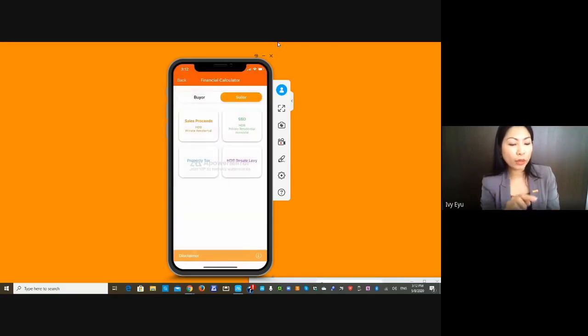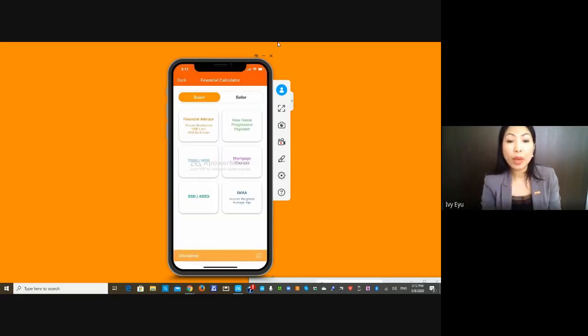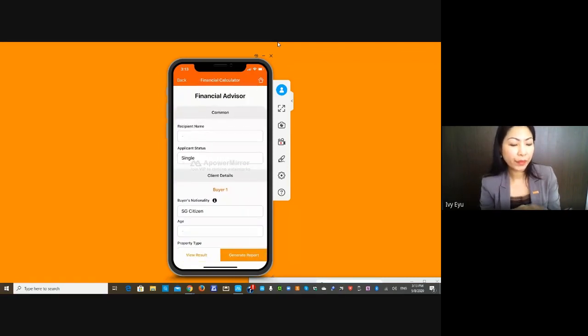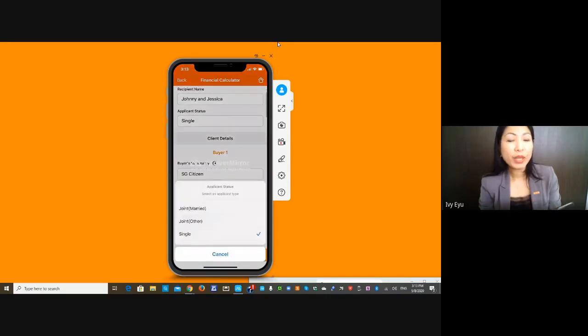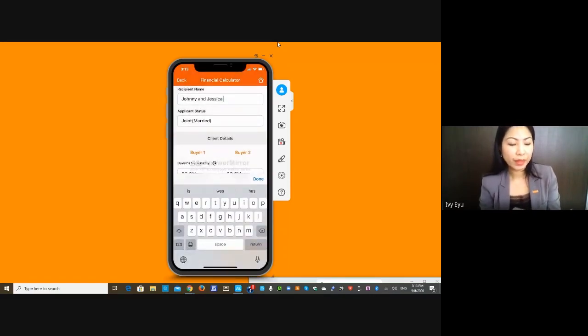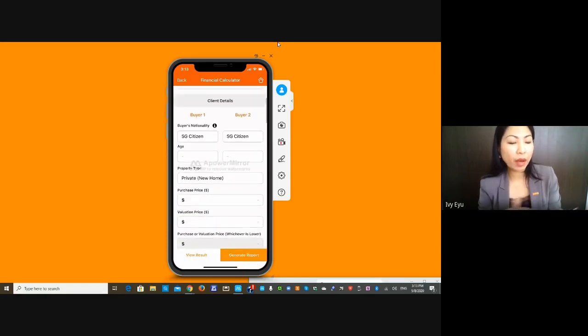So when we move on to our agent app, back here, after we last use it, we click done, and then we go back to our dashboard. Now we are serving the buyer. So over here, because they are PR buying a resale property, we will select the financial advisor tab, input their name, Johnny and Jessica. Because they are married couple, I will put their status as joint married. And immediately you can see from the calculator there's buyer 1 and 2.